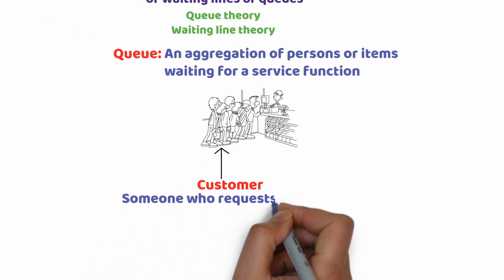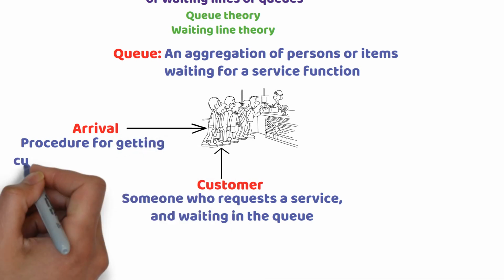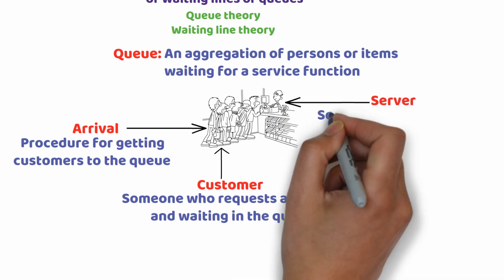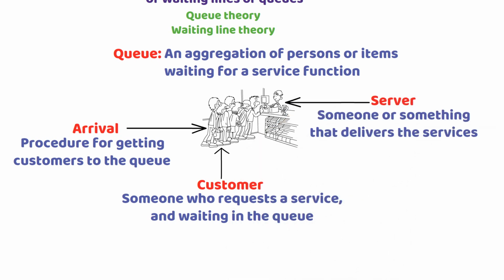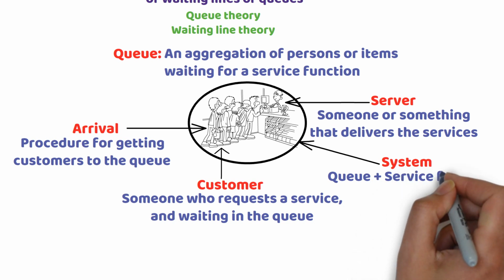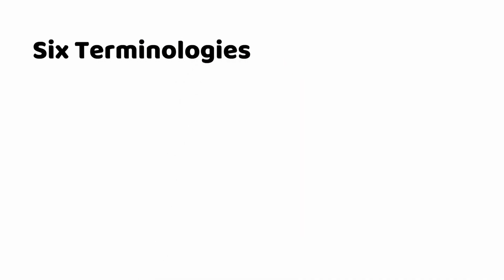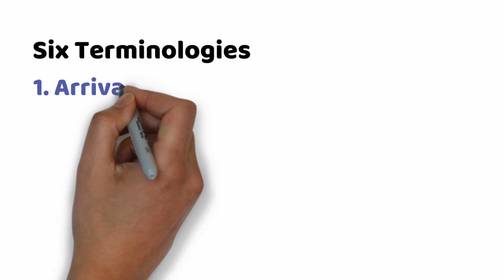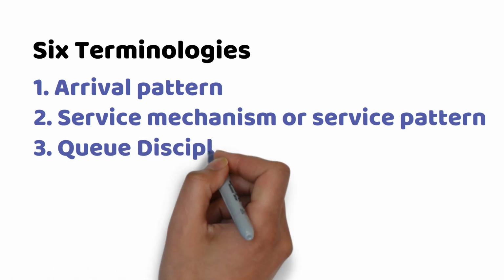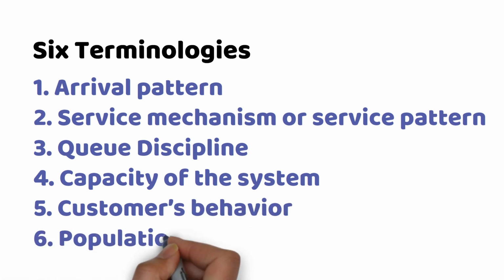Customer, someone who requests a service and waiting in the queue. Arrival, the procedure for getting customers to the queue. This is the input part of the system. Server, someone or something that delivers the services is referred to as the server. System, this includes both waiting lines or queues and service functions. There are 6 terminologies which are important to understand in queuing theory. Arrival pattern, service mechanism or service pattern, queue discipline, capacity of the system, customer's behavior, and population.